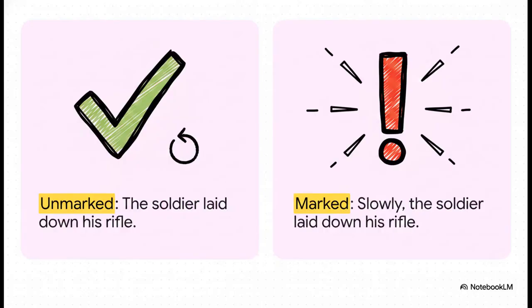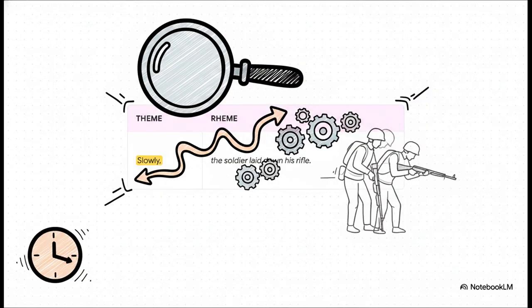But, and this is a big but, a writer can choose to break that pattern. When they put something else at the start of the sentence, like an adverb, it creates what we call a marked theme. And this is a deliberate choice. It's the writer's way of putting up a little flag and saying, hey, pay attention, I'm framing this differently for a reason. And what's so cool here is that by putting slowly in that theme position, the writer forces us to focus on the manner of the action. The slowness becomes the lens through which we see everything else that happens. That's exactly where all that tension comes from.